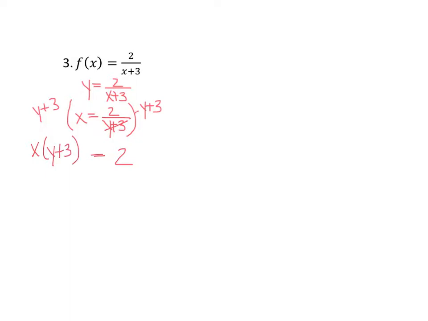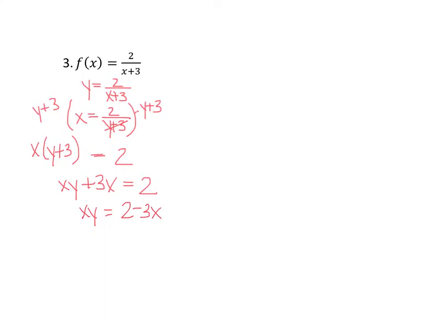Now, there are 2 things we could do here. We could divide by x, or we could distribute the x. I want you to go ahead and get in the habit of distributing the x. So I'm going to get xy plus 3x equals 2. Now notice, we're trying to get this term right here by itself because that has the y. So to do that, I need to first subtract the 3x.